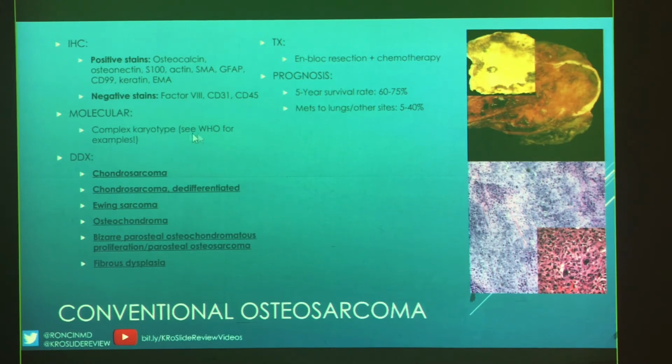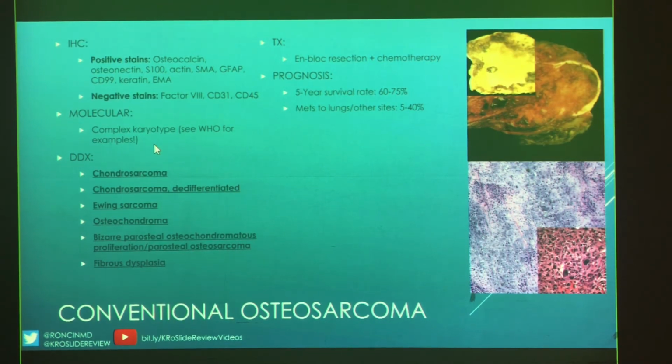And the reason I wrote CWHO for examples is because it's about a page of different karyotype examples that they've seen with conventional osteosarcoma. So pretty much when that happens, there's nothing really for you to pin down with this to nail a diagnosis.